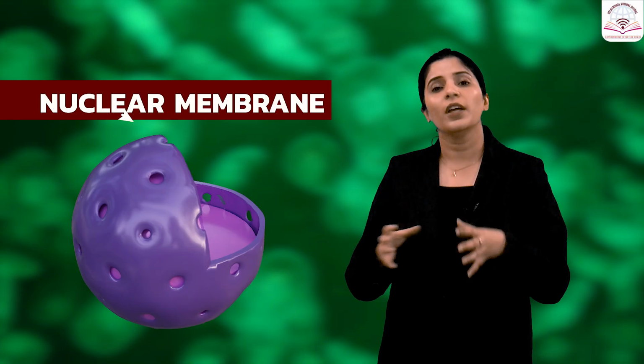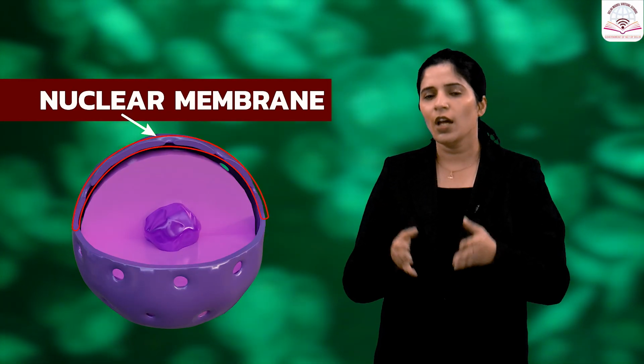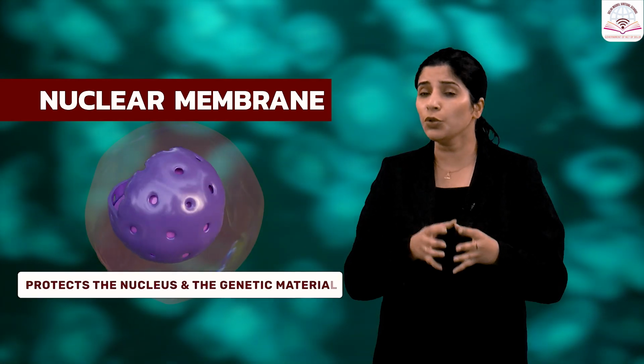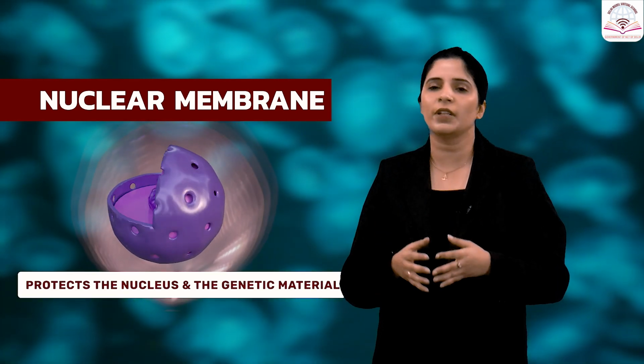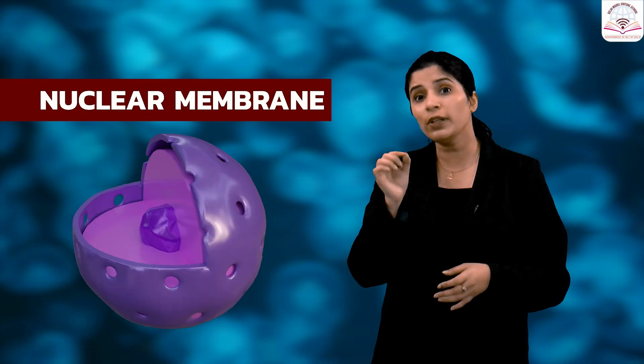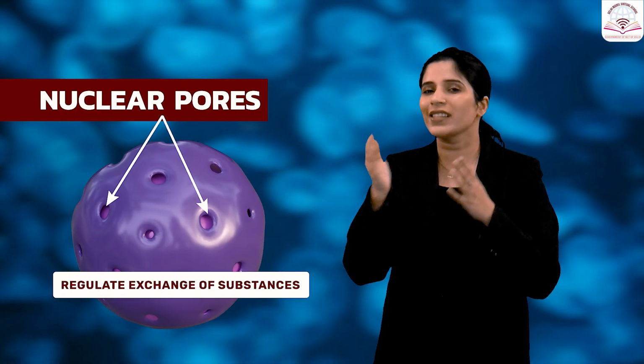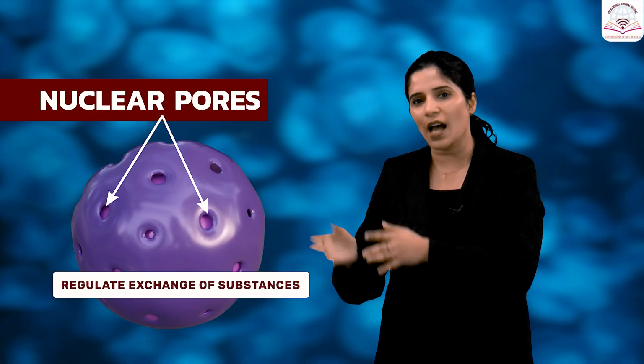Nuclear membrane. Nuclear membrane is a double membrane which separates the nucleus from the cytoplasm. It protects the nucleus from the chemical reactions happening inside the cytoplasm. And on the nuclear membrane are the nuclear pores which control what goes inside the nucleus and what comes out.